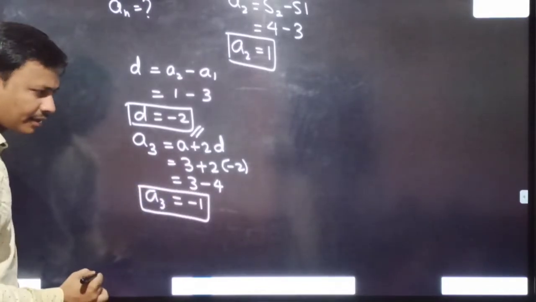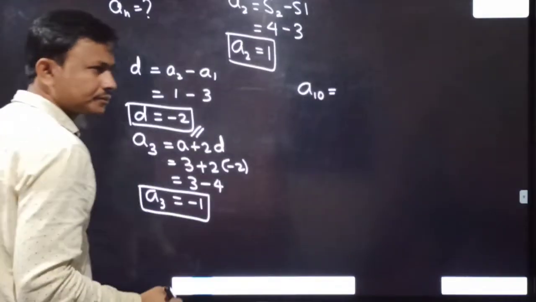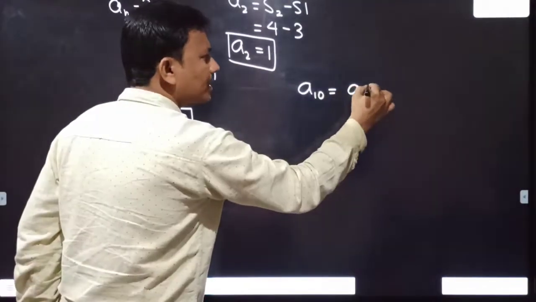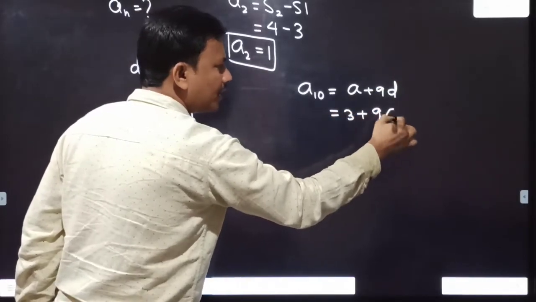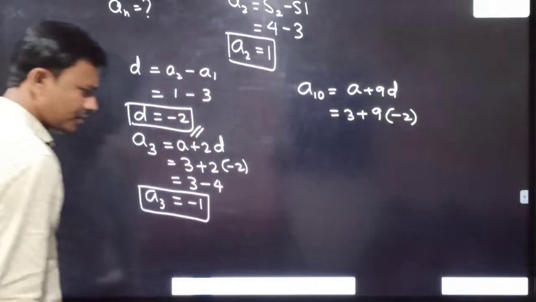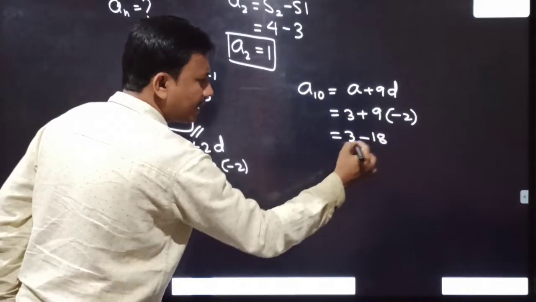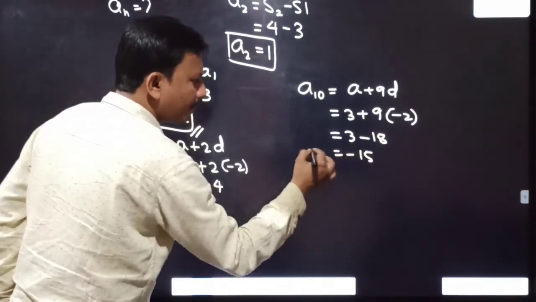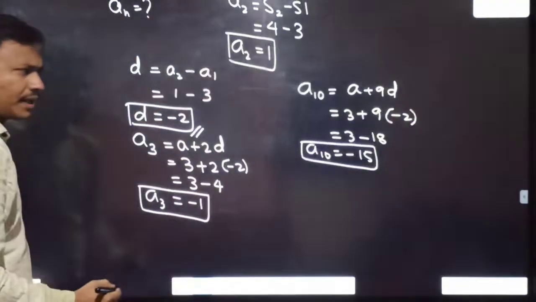Next, A10. A10 is equal to a plus 9d. a is 3, 9 into d, d is minus 2. This is equal to 3 minus 18. What is the answer? Minus 15. Therefore, A10 is equal to minus 15.